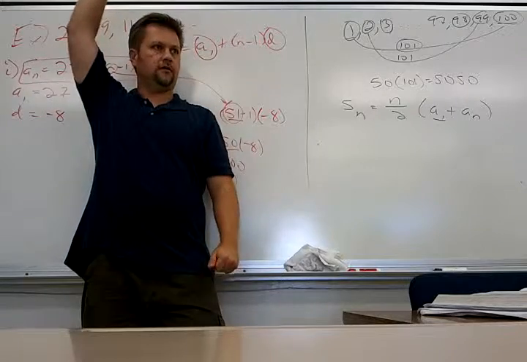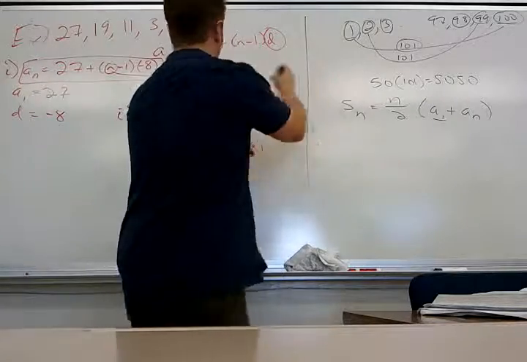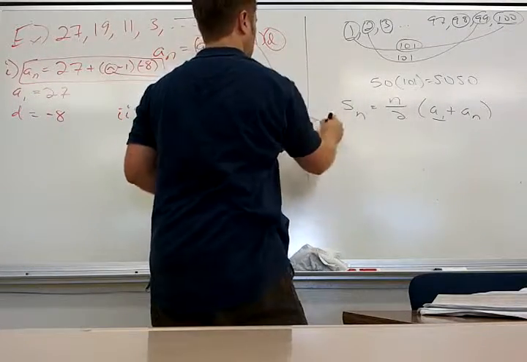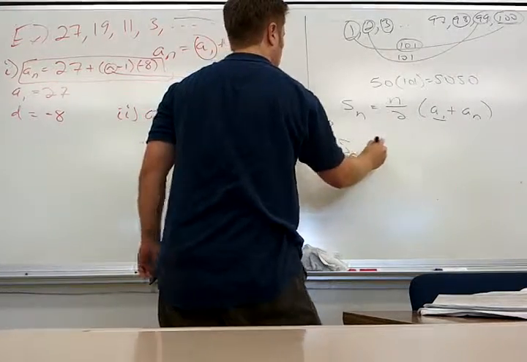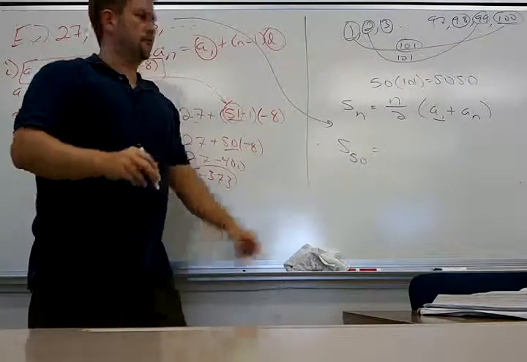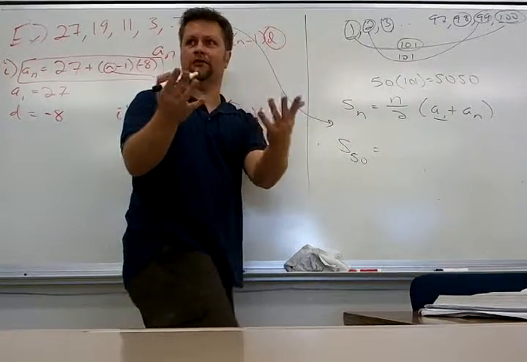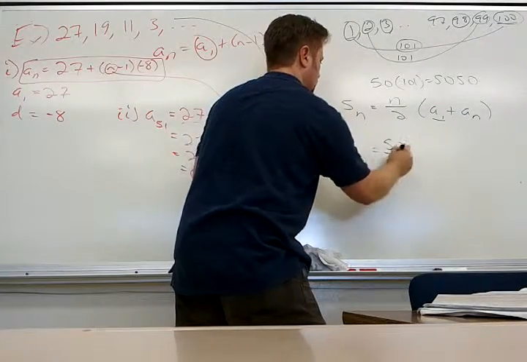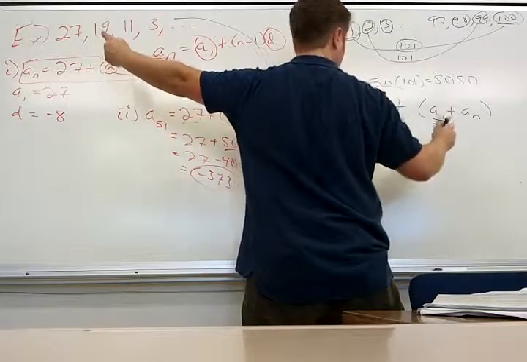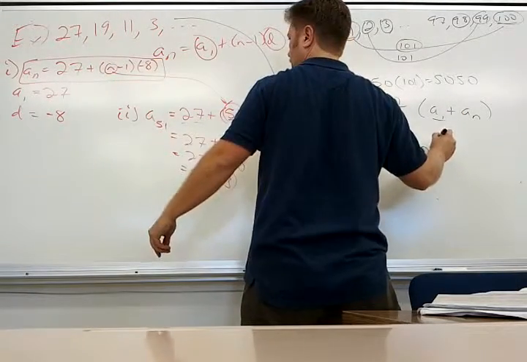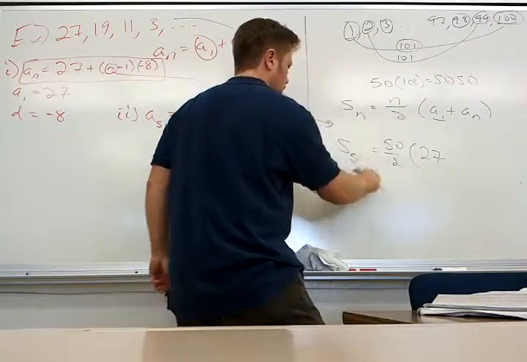If you want to know the sum of the first 50, let's try it out. If I took this sequence here, I want to know the sum of the first 50 numbers. So what's n? 50, right? Because I want the first 50 numbers. 50 divided by 2. What's A1? 27. Oh, I should have said, let's do 51 because we already got the work done.